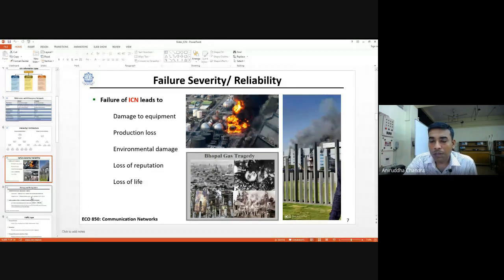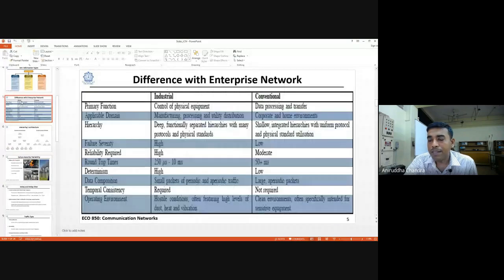Okay, so now I go back again to the different slides, where I talked about temporal consistency. I said that we need an equal gap between the data packets for industrial networks. We also said that the round trip time should be small. That means you send something and you get a response, and the delay between them should be very low. Also, the delay jitter, jitter means variation. So the delay variation should also be minimum.